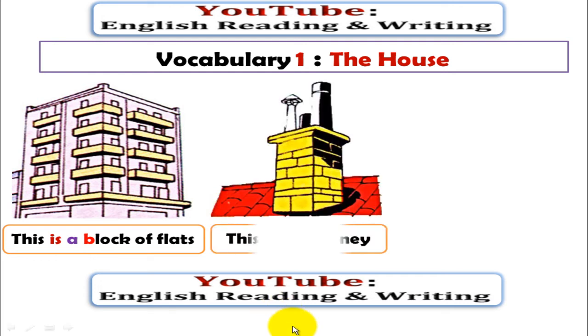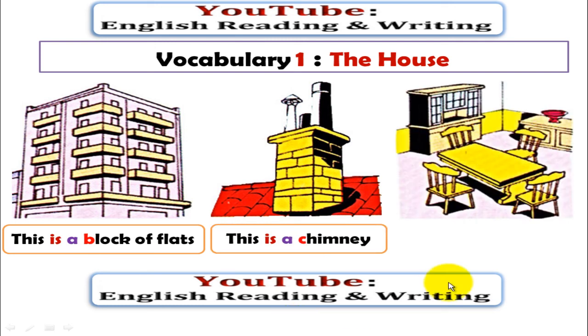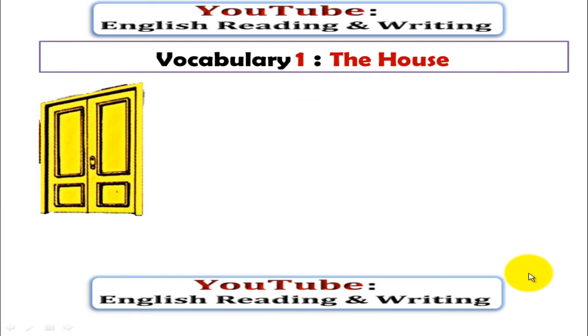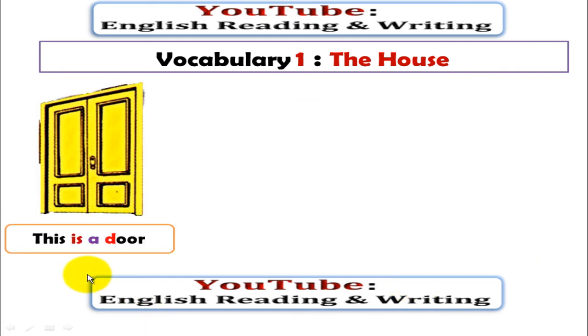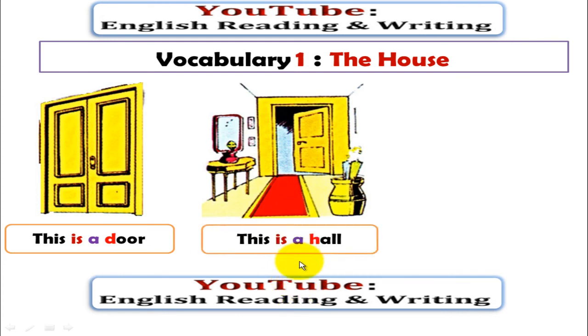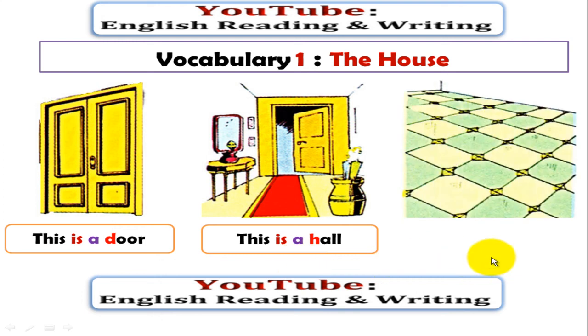This is a chimney. This is a dining room. This is a door. This is a hall. This is a floor.